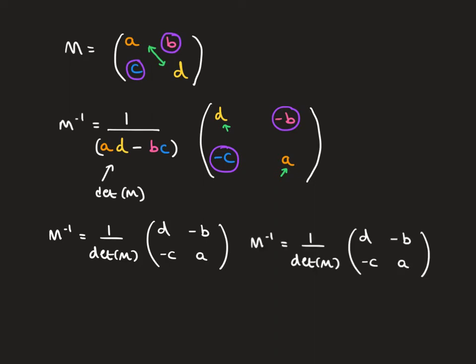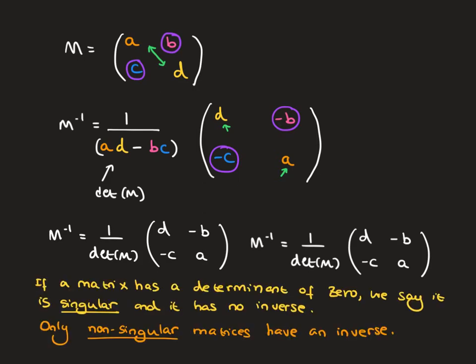Now, one important thing to notice here is that you would be faced with a massive problem if a matrix had a determinant of 0. It then wouldn't have an inverse. If a matrix has a determinant of 0, we say it is singular and it has no inverse. So only non-singular matrices have an inverse. So make sure you've made a clear note of this.